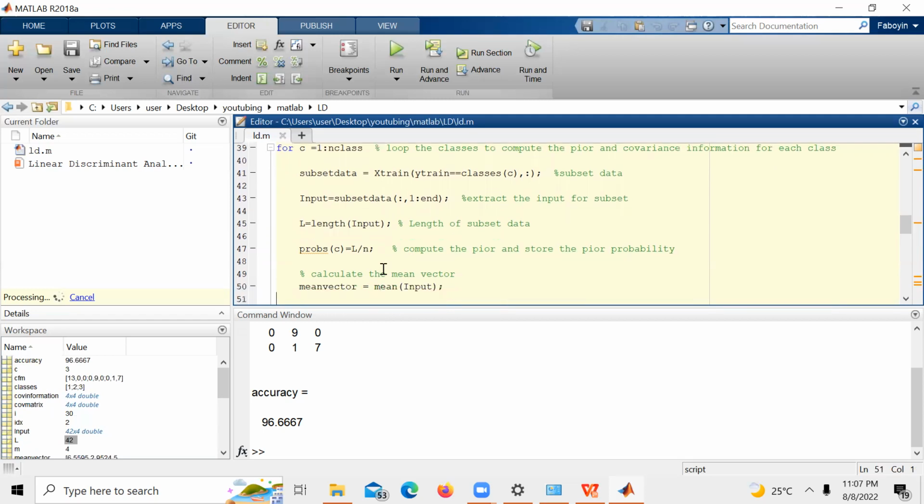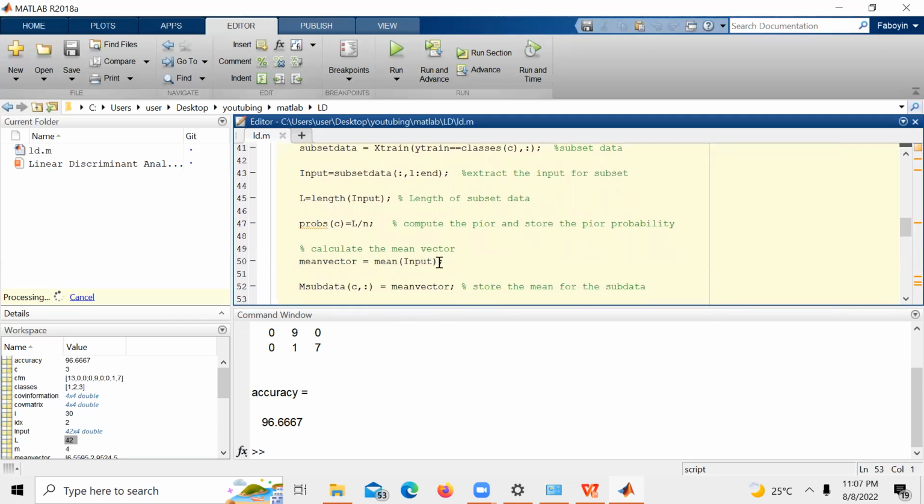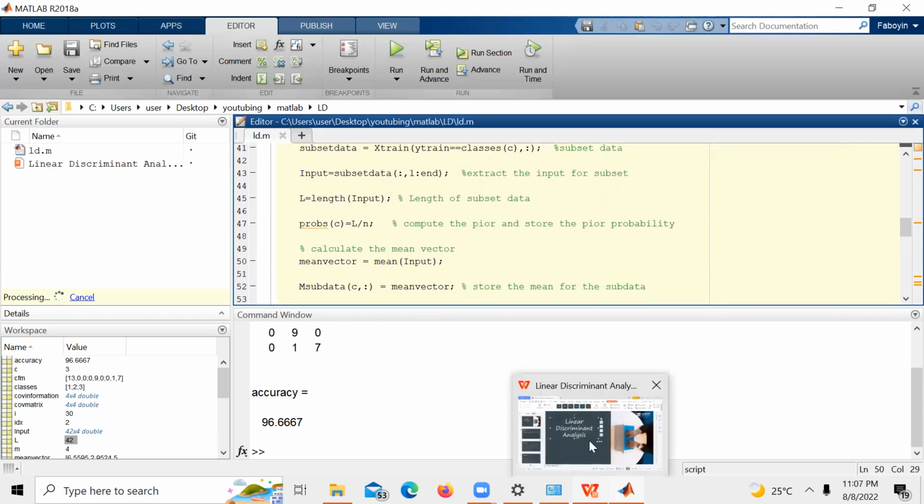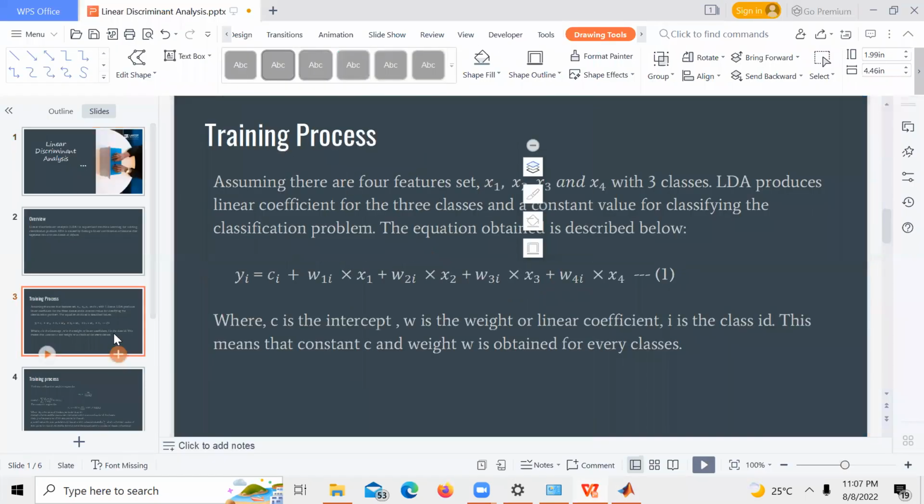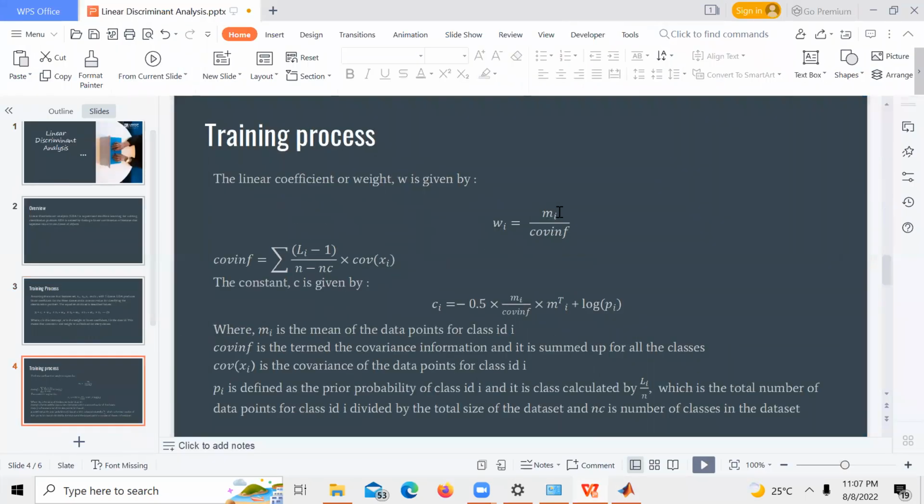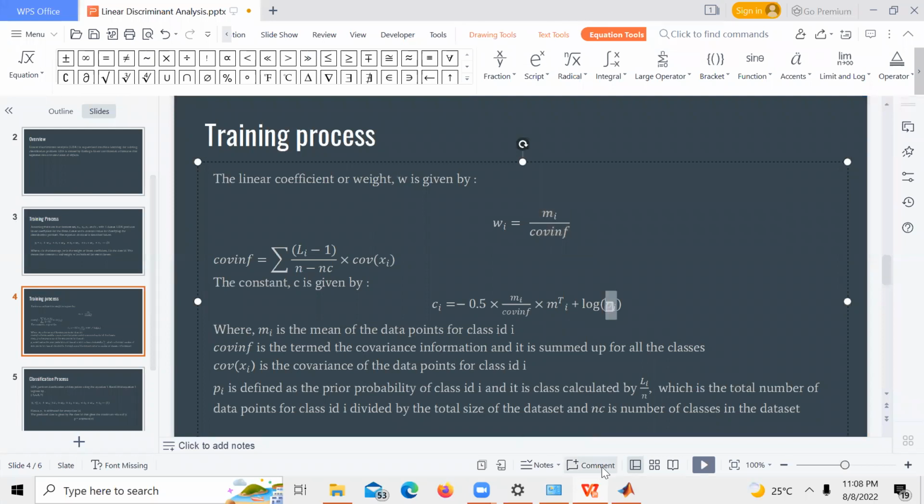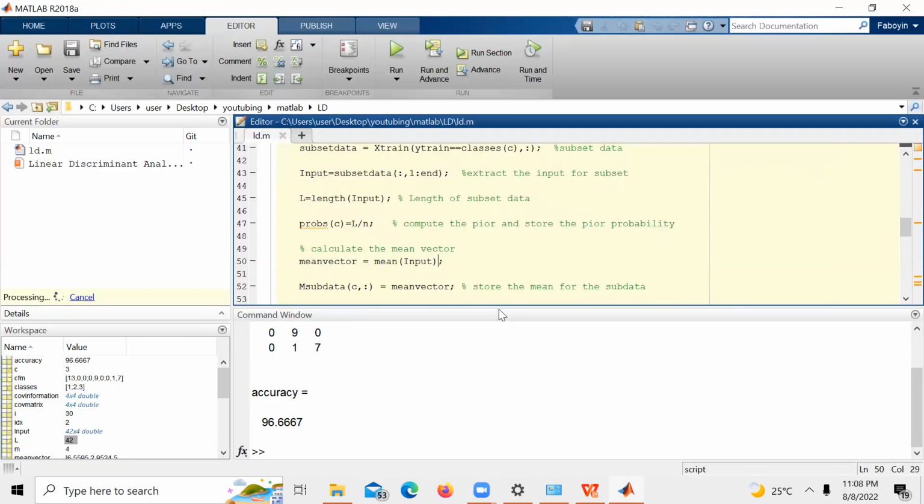Then after estimating this, we find the mean. So we find the mean here, mean mi. So mi is estimated for each class. We find it for the input, that is for this particular class we are looking at. So the mean of this, then we store the mean for future use.